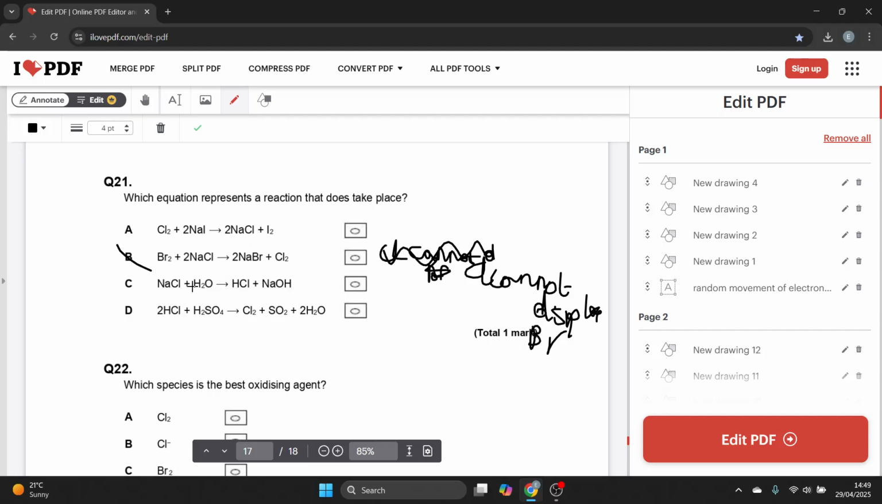A reaction that does take place. NaCl plus H2O. No, you're going to form NaCl. No, NaCl plus H2O, HCl plus NaOH. So you're saying acid plus water. I'm forming an acid plus base.